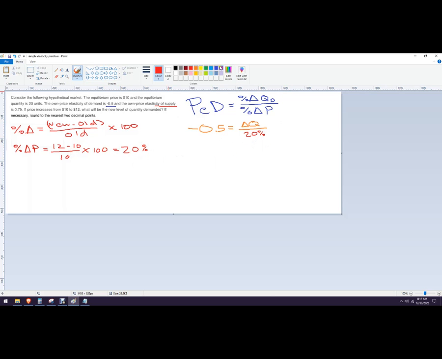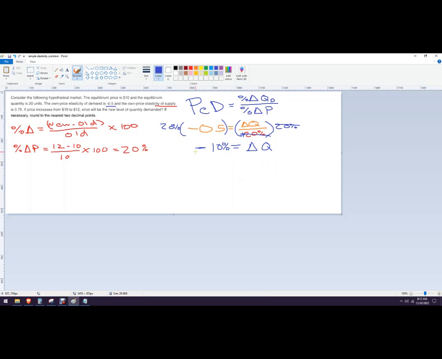We can multiply both sides by 20. And the sign is kind of important on this kind of problem. So multiply that side by 20, multiply that side by 20. So 20% here makes that go away. And 20% here gives us the answer. Okay, so the percent change in quantity is 20% times negative 5, so it's negative 10%.